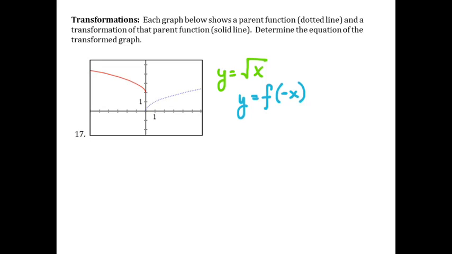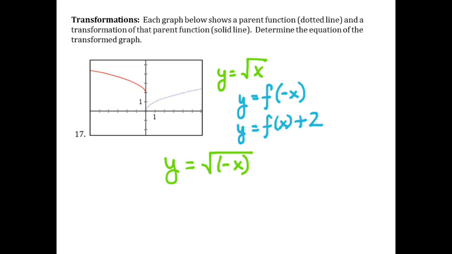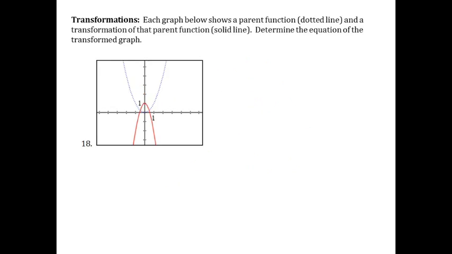Our parent graph has also been translated up 2 units, and so that transformation is y equals f of x plus 2. We're going to add a 2 to our parent function. So if we group both of those transformations together with our parent function, y equals the square root of negative x, plus 2, outside of the square root sign because we're adding 2 to the whole function. All right, let's look at question number 18.